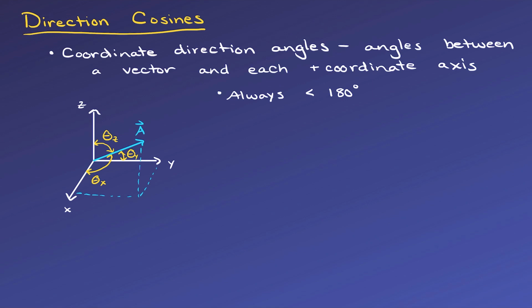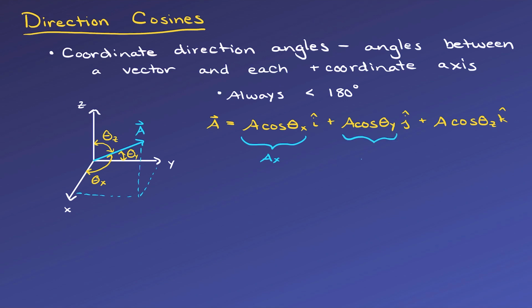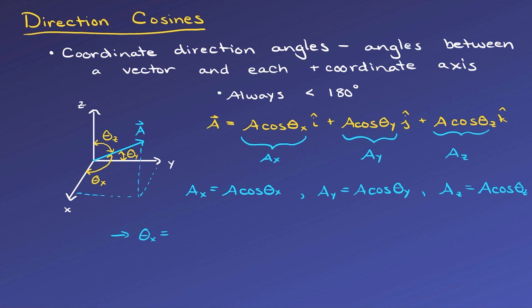So why do we define these coordinate direction angles? Because of the way we've defined these angles, we can get each component of a given vector by multiplying the magnitude of the vector with the cosine of the corresponding coordinate direction angle. This is because the right triangles that are formed by your vector and each coordinate axis will have the component along that coordinate axis as the adjacent side relative to that coordinate direction angle.